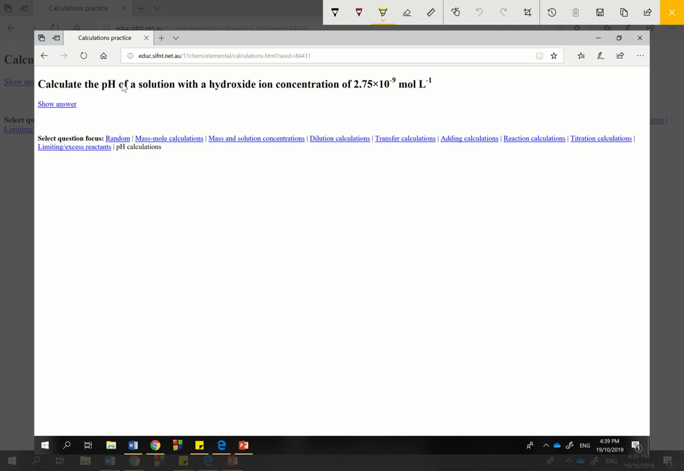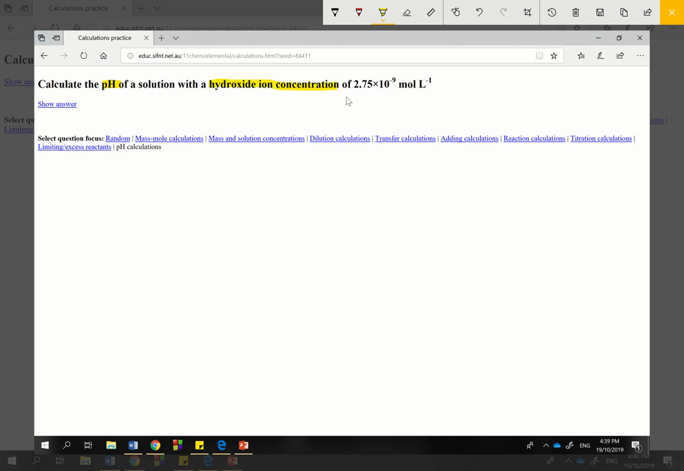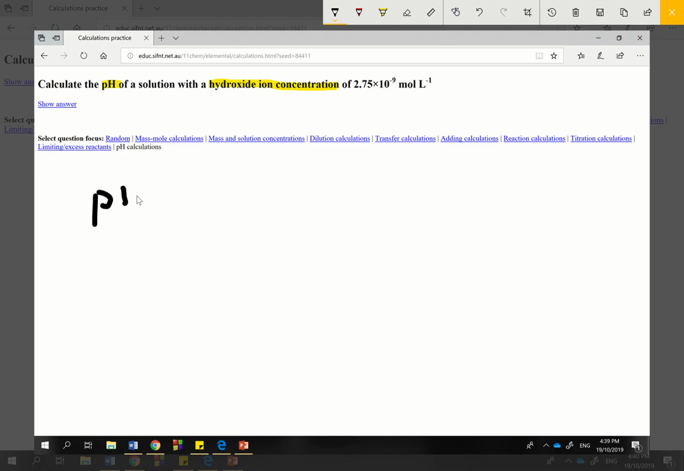We can highlight what we want to calculate here, the pH scale, and we are given its hydroxide ion concentration. Now this will be a little different. Keep in mind, hydroxide ion and hydrogen are very different. I mean, they're different things. So don't mix it up. The pH scale calculation is only for pH.